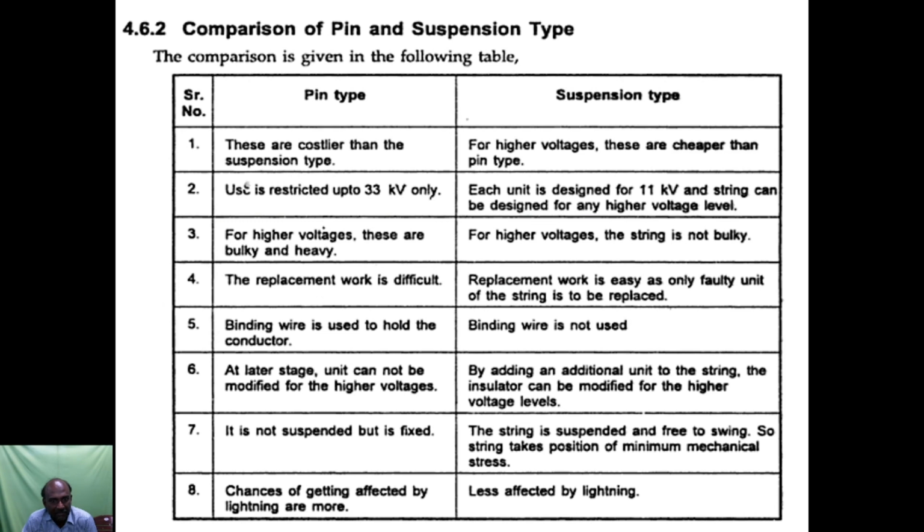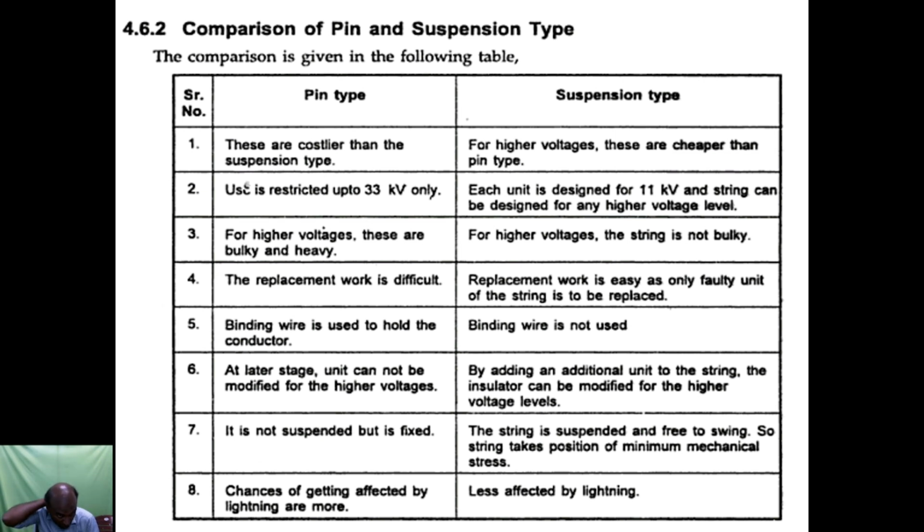For higher voltages, pin types are very bulky and heavy. But in the suspension type, even for higher voltages, the string is not bulky, since we are only adding the number of discs. Replacement is difficult in the pin type, but it is very easy in suspension.